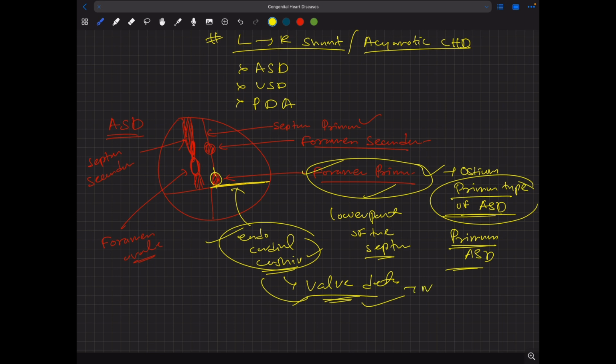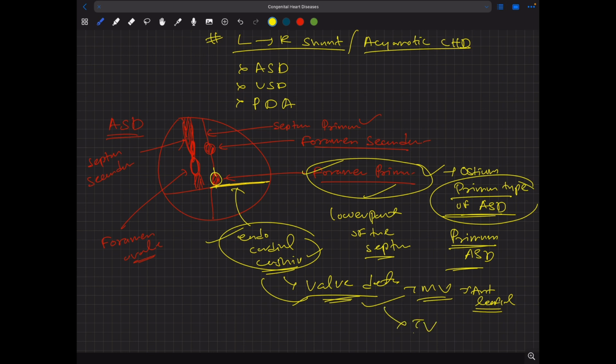Which valve defect most commonly? It is mitral valve defect. Okay, so primum type of ASD is associated with mitral valve defect. It can also be associated with tricuspid valve defect. In case of mitral valve, it is associated with the anterior leaflet. In case of mitral valve, we have two leaflets, anterior and posterior. In case of tricuspid valve, we have anterior, posterior and septal. So in case of mitral valve, we have anterior leaflet defect if it is associated with primum type of ASD.